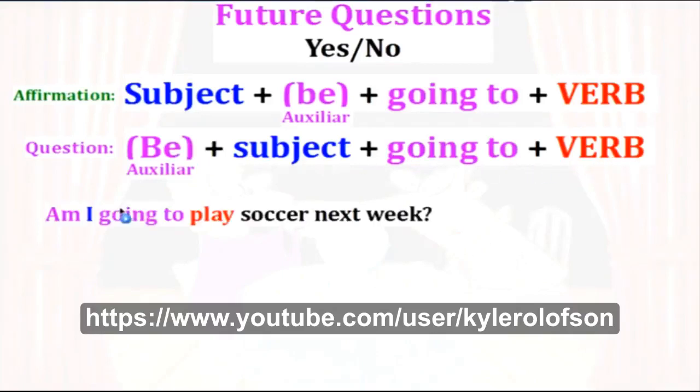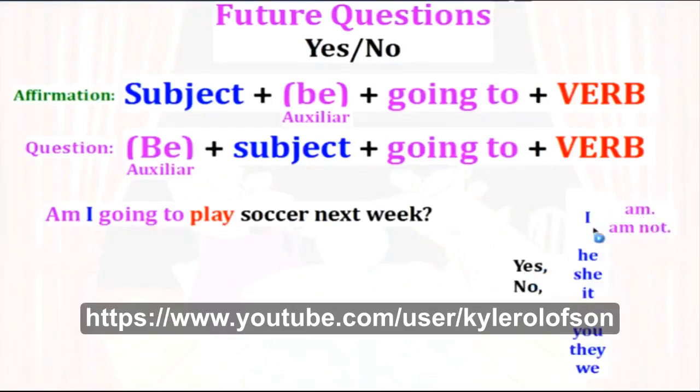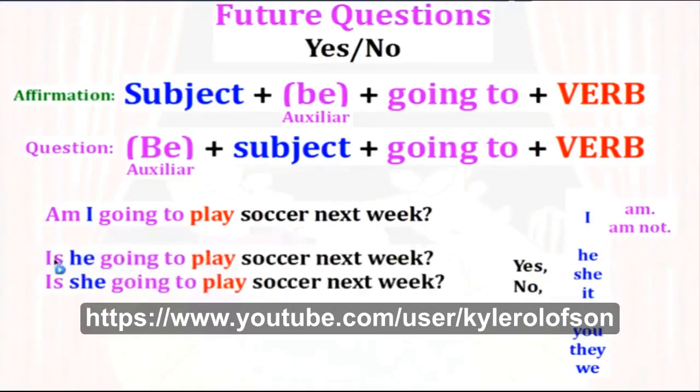So for example, the question, am I going to play soccer next week? And remember, in the short answers, we say yes or no. Yes, I am. Or no, I am not. Another example of a question, is he going to play soccer next week? Yes, he is. Or no, he isn't, for the short answer. Is she going to play soccer next week? Yes, she is. Or no, she isn't.